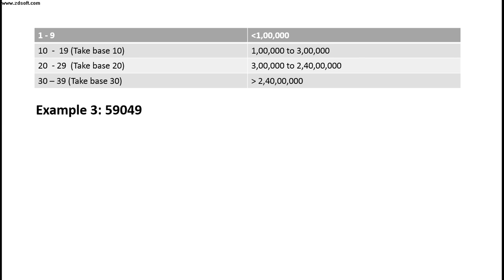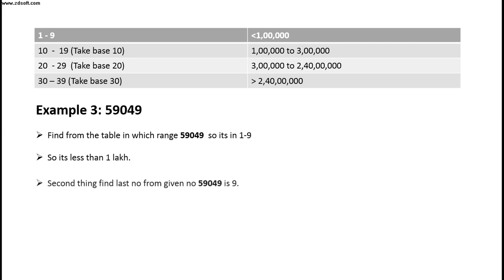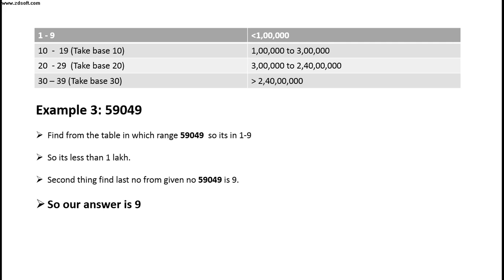Third example is 59049. First of all find the base. This number is less than 1 lakh, so our base is 0. It means the last digit is our answer. So the last digit of this given number 59049 is 9, so our answer is 9.